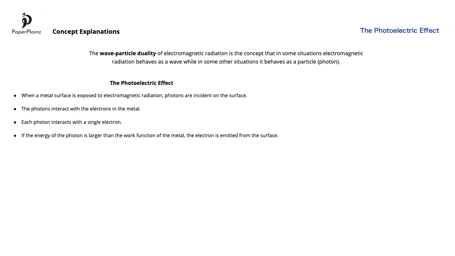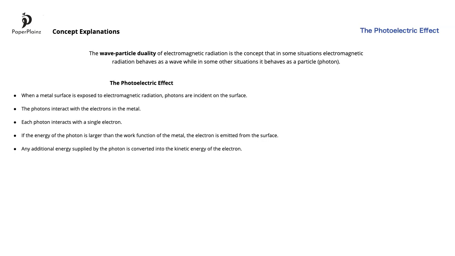So when an electron is emitted from the surface, some of the incident photon's energy is used to overcome the work function of the metal. Any additional energy supplied by the photon is converted into the kinetic energy of the electron.